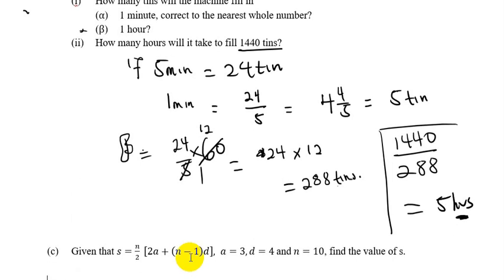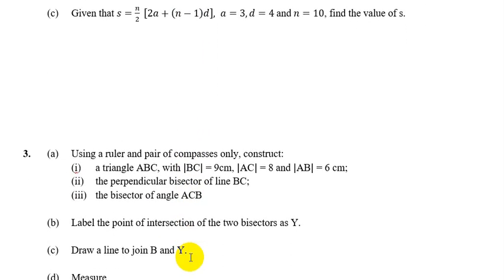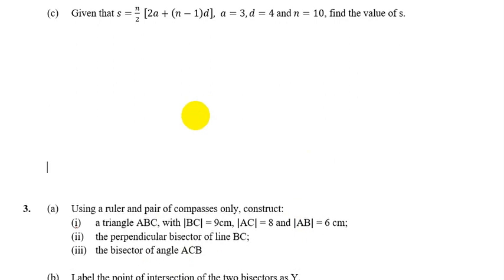Now let's move on to the C part of it. Now the C part of it says that given that S equals n over 2 bracket 2a plus another bracket n minus 1 bracket close d, then the big bracket also closes, and they said a is 3, d is 4, and n is 10. We should find the value of S. Now we just fix in the values given, then we find S.